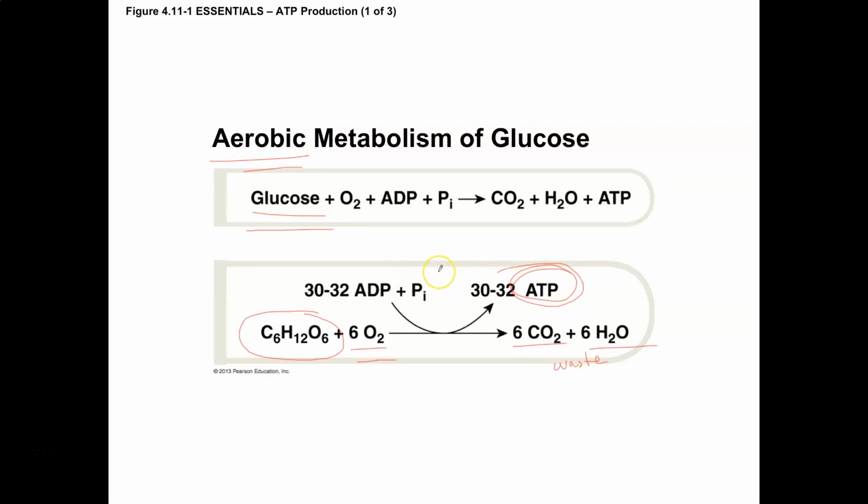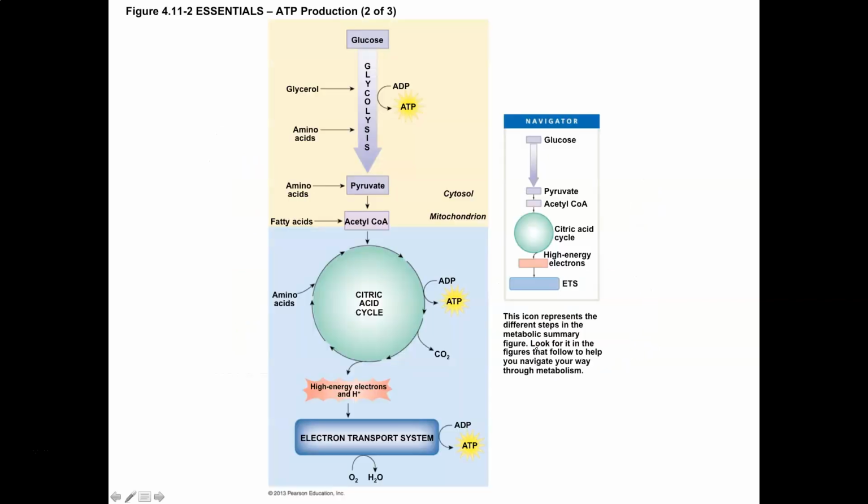Okay, so the goal here is to generate ATP from these metabolic pathways. So we're going to take glucose in the presence of oxygen, generate ATP, and then generate carbon dioxide and water as quote-unquote the waste products of this catabolic metabolism that's taking place. So I want to look in more detail at glycolysis. So glycolysis is the beginning of the catabolic pathways.